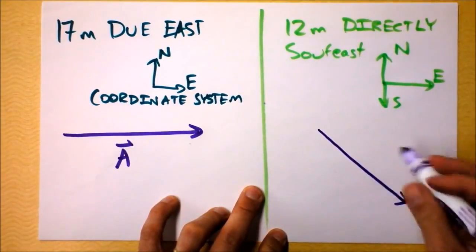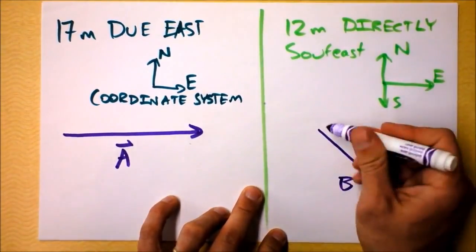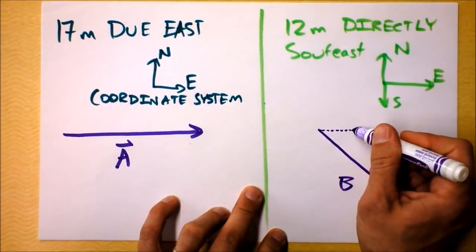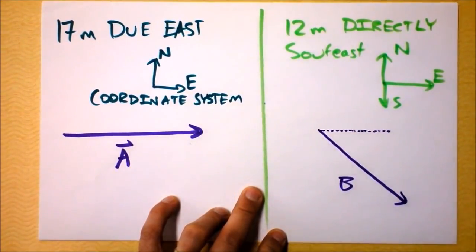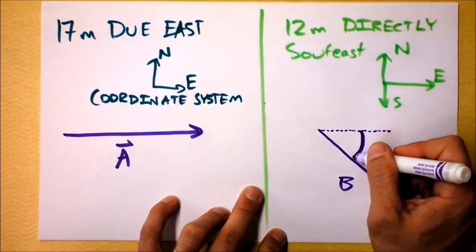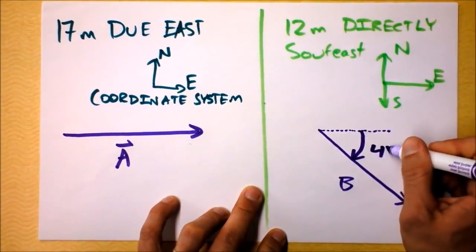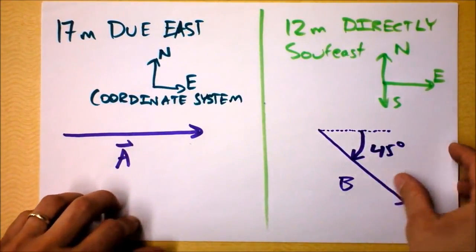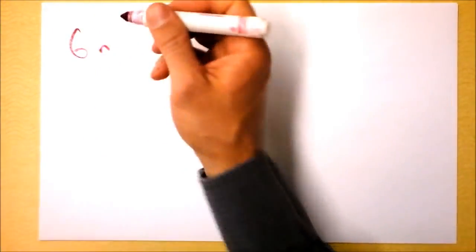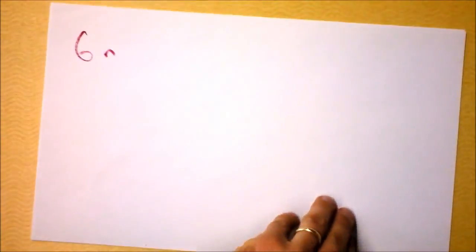We can call this vector B. I'll point out that the angle here between east, the east direction I'm dotting right there, and my vector is probably 45 degrees. So now I've carefully specified that, and we can work with that vector because it's directly southeast. But here's another problem. What if I gave you a challenge where it was like 6 meters, ew!